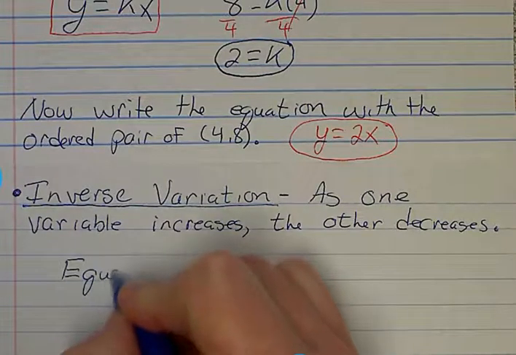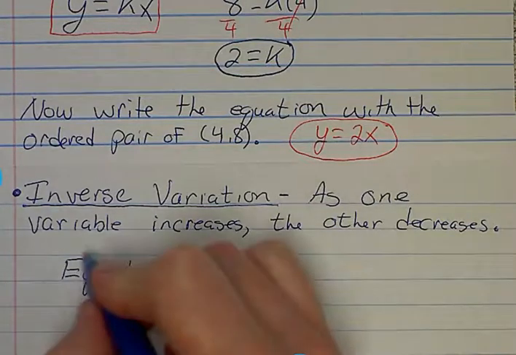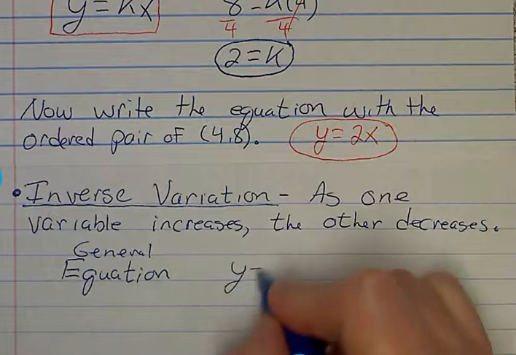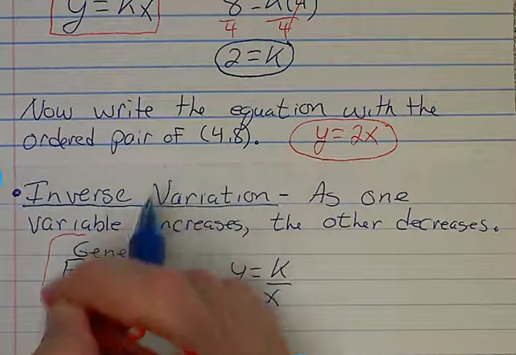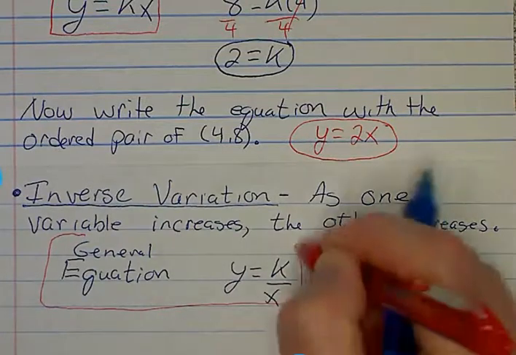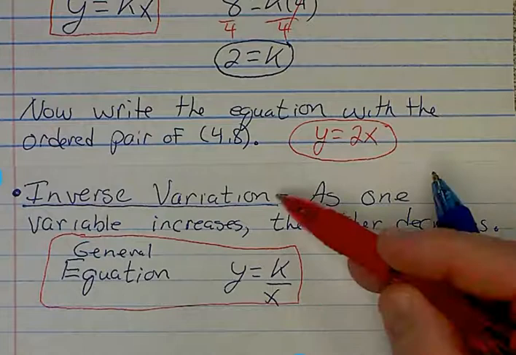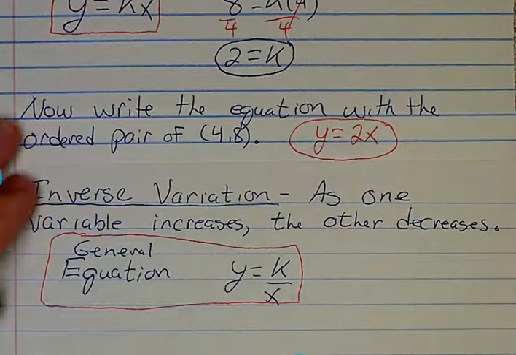And your equation, your basic standard, what they call the general equation here, if we're doing inverse, is y equals k over x. Because if it was direct variation, it was k times x. Well, if we're doing the inverse, we're going to do the opposite. Now it's going to be k divided by x, because it's the opposite of multiplication.